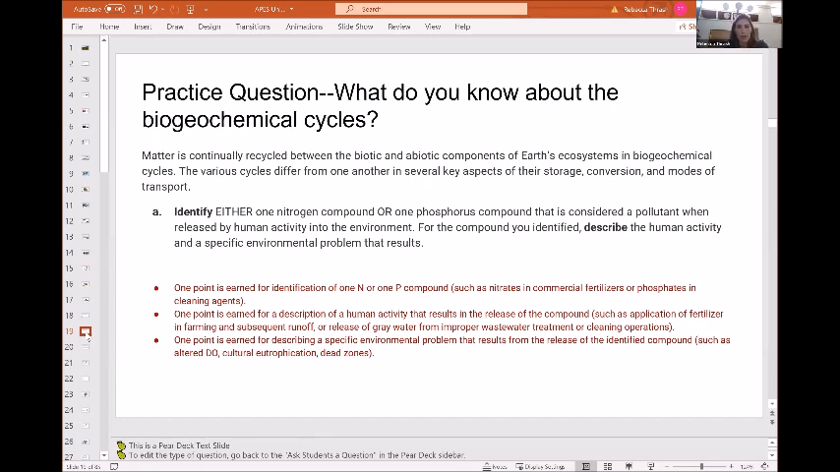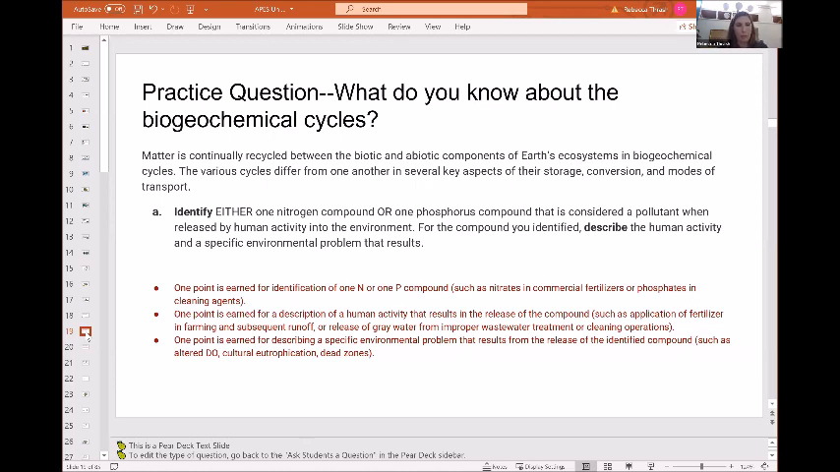So if you identified a nitrogen or phosphorus compound, you could have talked about nitrates. A lot of you guys talked about nitrous oxides or NO2, talking about the reaction with VOCs that make photochemical smog. All of that was great. You also could have talked about the results of releasing this compound. So if you did talk about nitrates or phosphates, that's going to be usually released with runoff when we fertilize our crops or yards or anything like that.